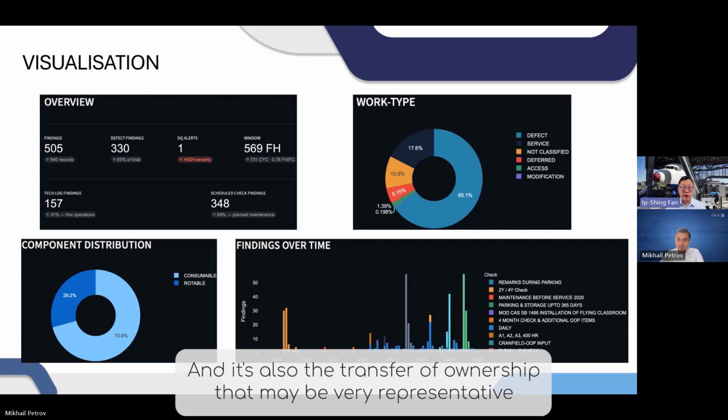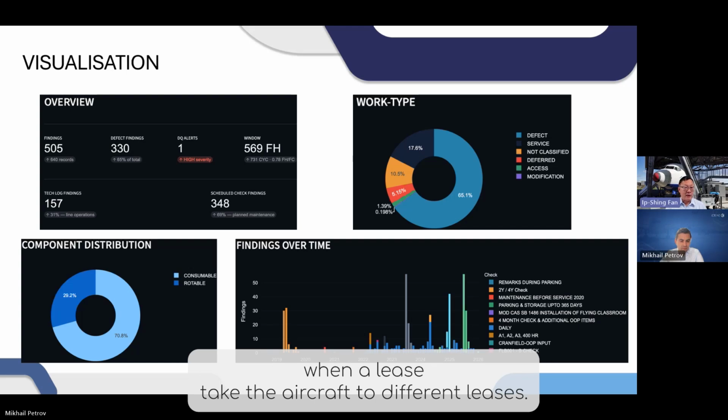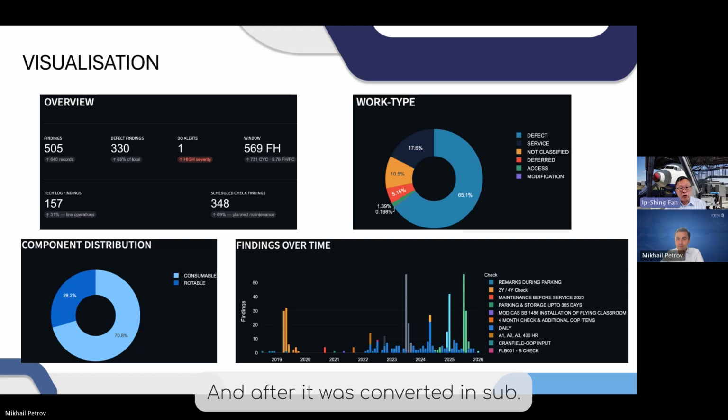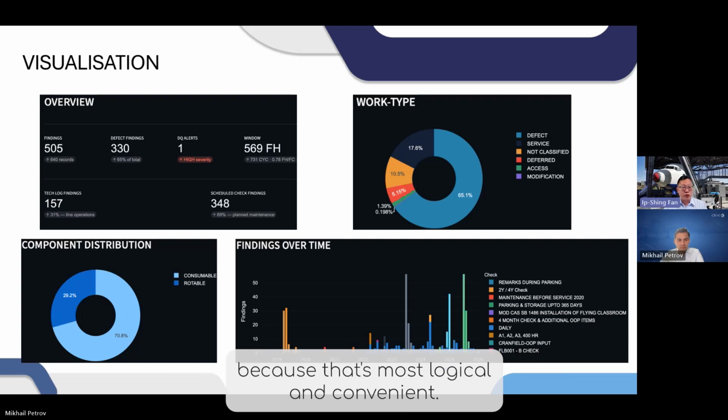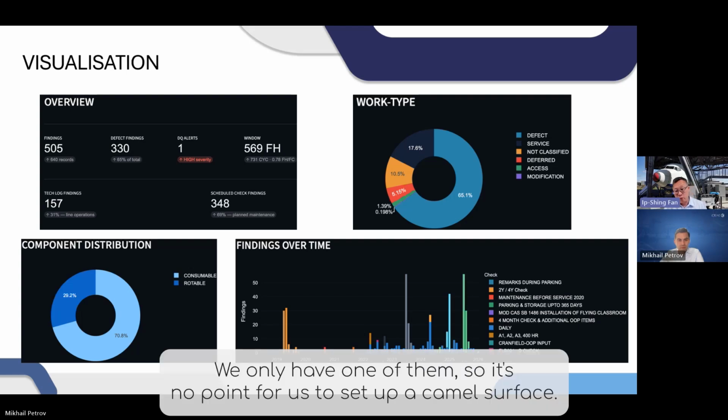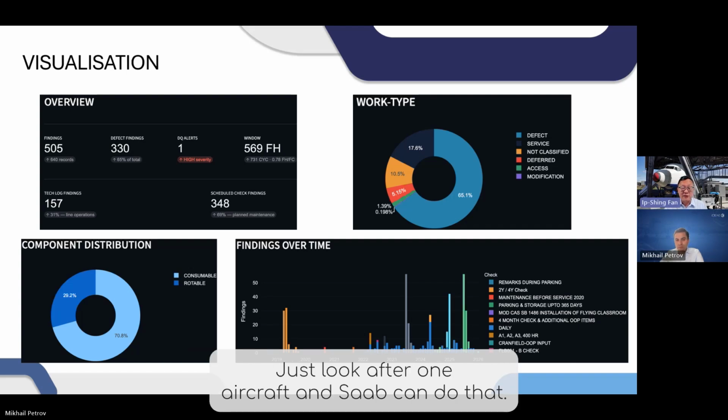It's also the transfer of ownership that may be very representative of when a leaser takes the aircraft to different lessees. After it was converted, initially Cranfield used them as our CAMO because that's the most logical and convenient. We only have one aircraft, so there's no point for us to set up a CAMO service just to look after one aircraft, and they can do that.